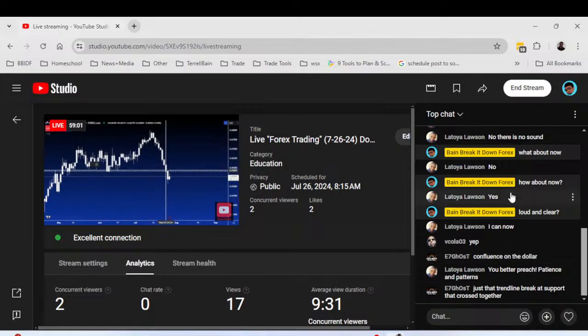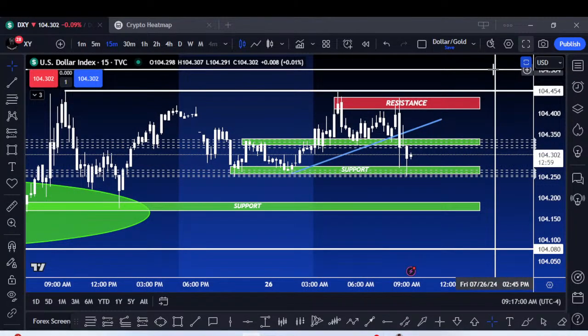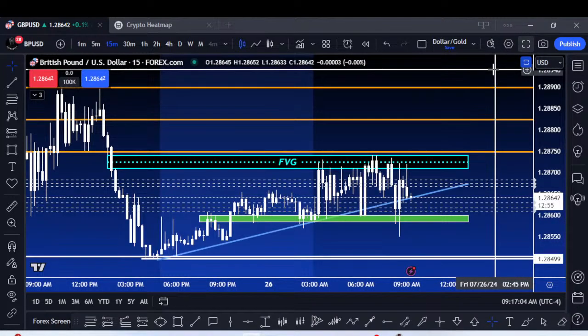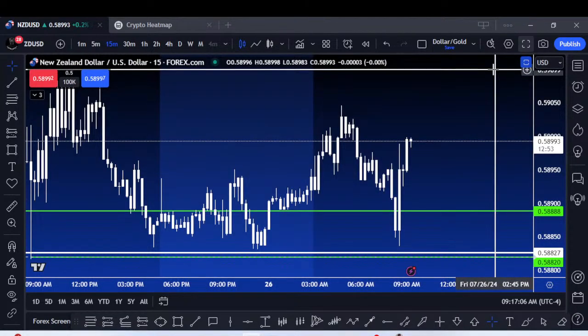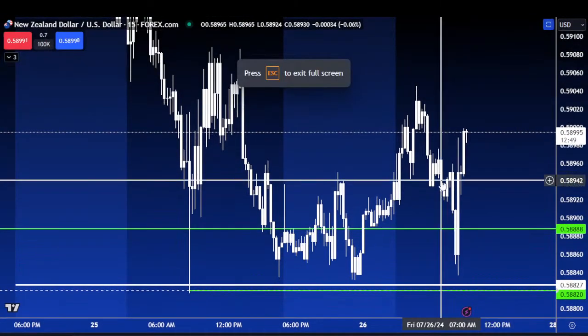So cool. So again, here we go. Gonna look at, there it is. Aussie dollar still respecting. Euro the same. Pound the same. Here's New Zealand dollar. So I'm just gonna map this out really quick.